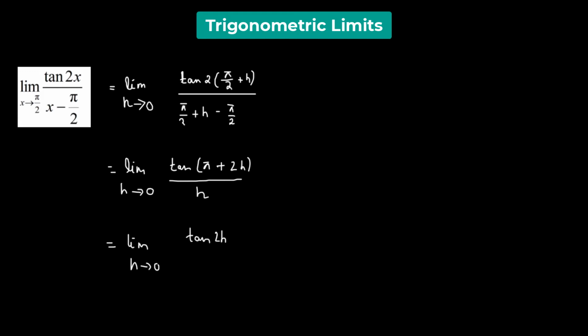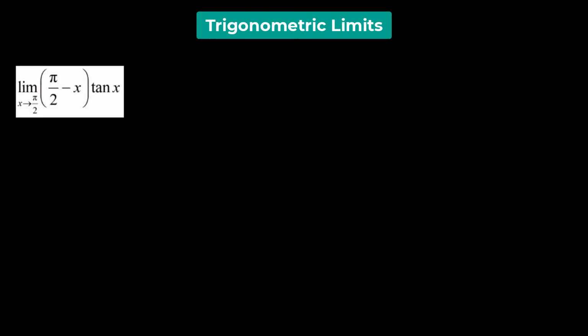Now pi plus 2h means that our angle is in the third quadrant. So in the third quadrant, tangent is positive, so we'll have a positive tan 2h divided by h. Now we are going to multiply the denominator by 2, and that means we also have to divide by 2, or in the other way, multiply the entire function by 2. Now we know that the limiting value of this particular function when h approaches 0 is going to be equal to 1. So this leaves us with 2 times 1, which is equal to 2. So this is going to be the limiting value of the given function when x approaches pi over 2. Let us move on to the next problem.